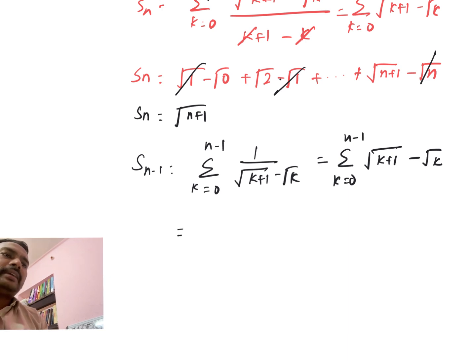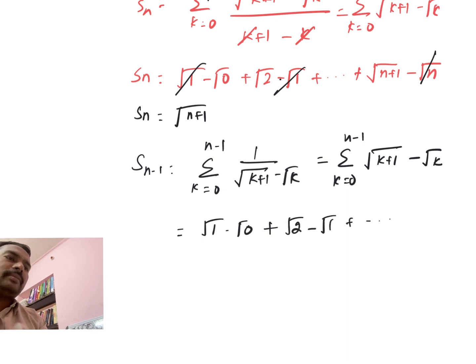Now apply k equals 0. What will we get? Square root of 1 minus square root of 0, plus, if you apply 1, square root of 2 minus square root of 1, and so on.